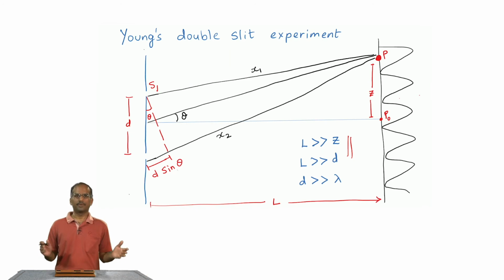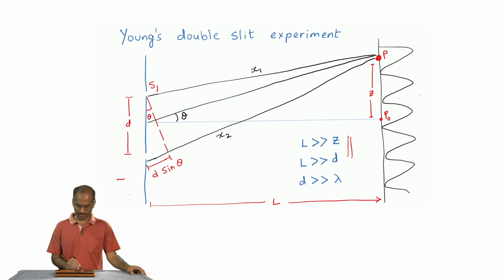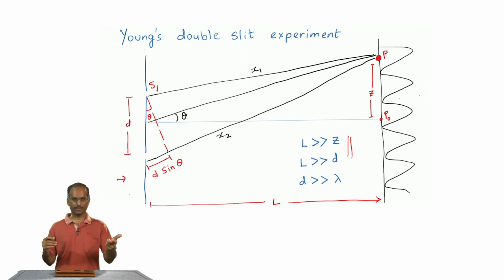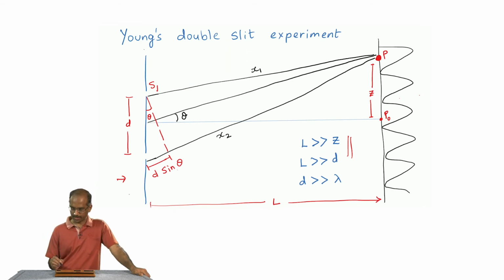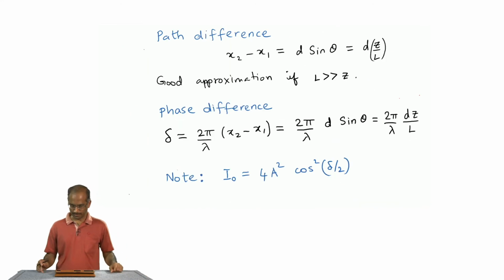and because they are nearly parallel, we can approximately write the path difference as simply d sin theta. So, you can see that the path difference that I have drawn here is d sin theta. So, that is the path difference between the two beams that reach P from S1 and S2. You take this triangle between P0, P and the midpoint here. So, from that you can write sin theta to be z by capital L.